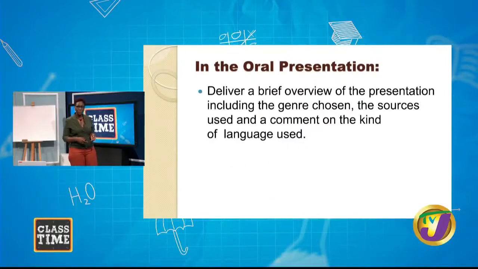So what should you do? First thing you need to do is have a little introduction. So before you actually start, you have your introduction, which is a brief overview of the presentation. And you're going to say what genre you chose. You're going to say the sources that you used. And you're going to comment on the kind of language that you're using in the presentation.